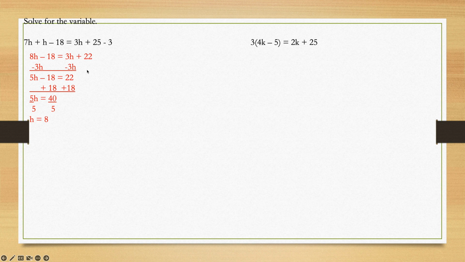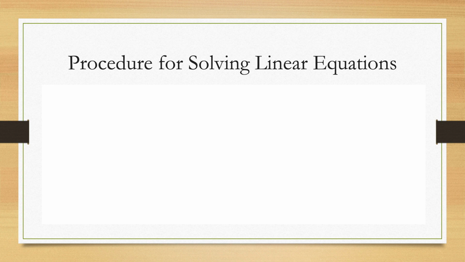Now let's try the next one. I notice right away that I should distribute. So I get 12k minus 15 equals 2k plus 25. Start with the smaller number of k's: minus the 2k's. This is not about right and left. Start on the right, start on the left, it has nothing to do with it. It's all about the smaller number of k's. 10k minus 15 is 25. Add 15. 10k is 40. And dividing by 10, k is 4.